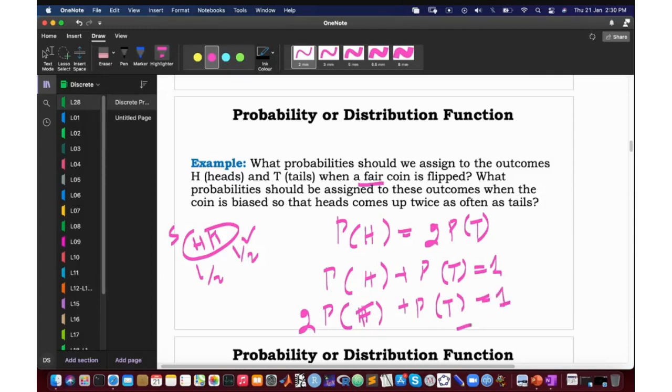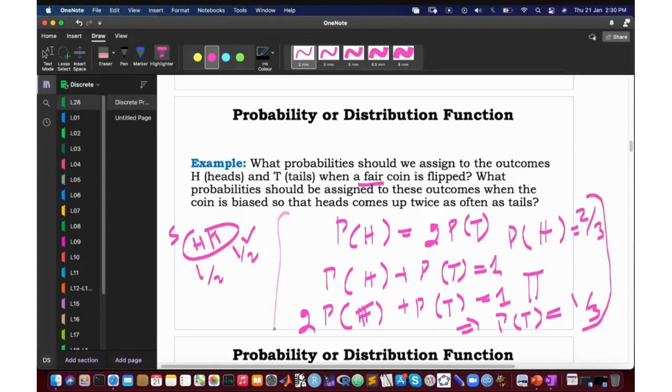So you get probability of T is 1/3. Okay, and this implies that probability of head is equal to 2 times probability of tail, which is 2/3. Okay, so that's another way of assigning probabilities. अब इस case में this is not uniform. Okay, because the probability of head is different from the probability of tail, and we say that the coin is biased in this case.